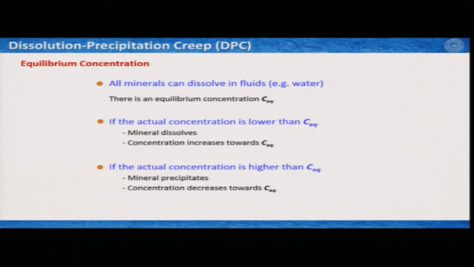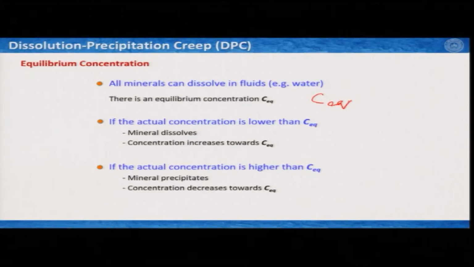Now, if we try to theorize this dissolution precipitation creep, it is important to understand that the fluid you have in your system must have a concentration less than the concentration has to be less, so that the materials can dissolve within this, and if the concentration is high, then the material would not dissolve into it further, rather it would precipitate.